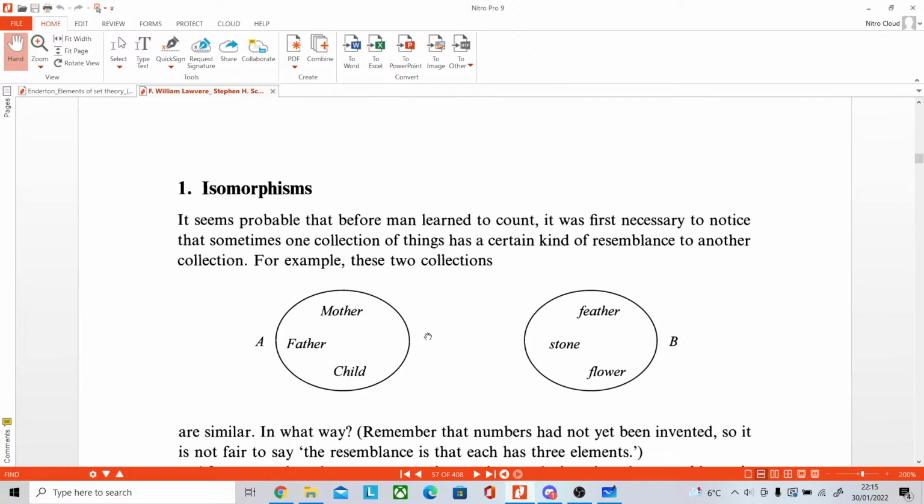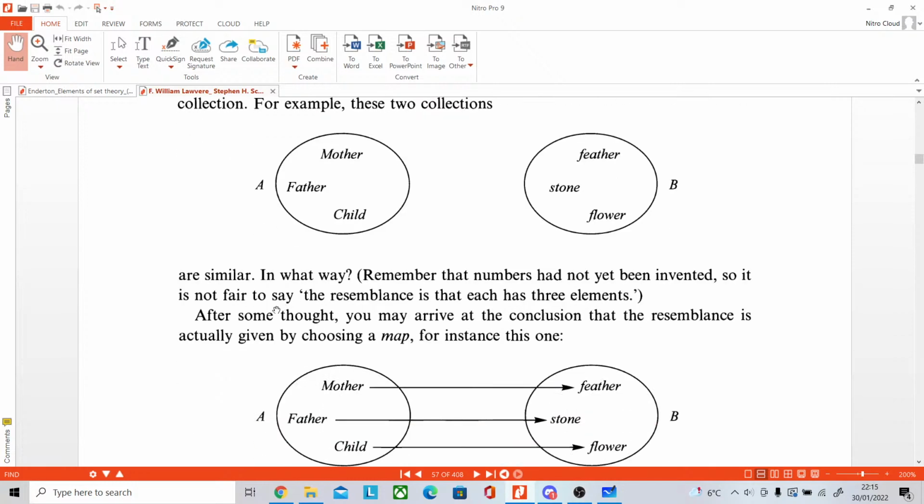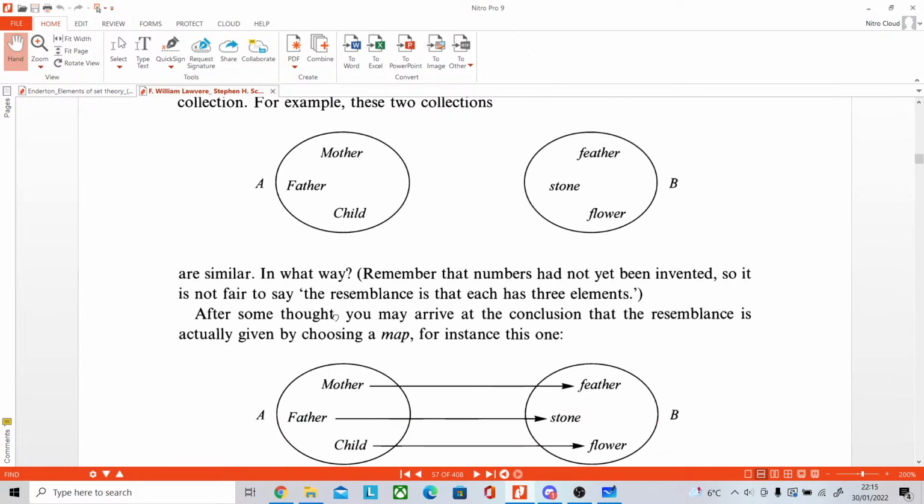How are they similar? I don't know. So explain to us. After some thought, you may arrive at the conclusion that the resemblance is actually given by choosing a map. For instance, this one.